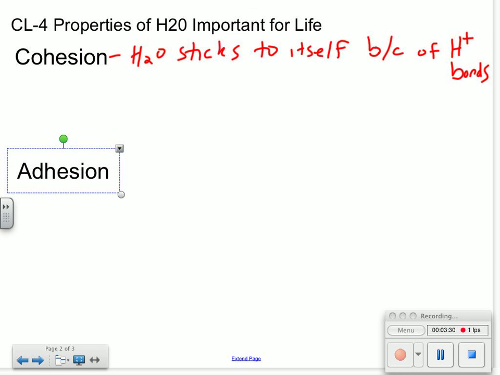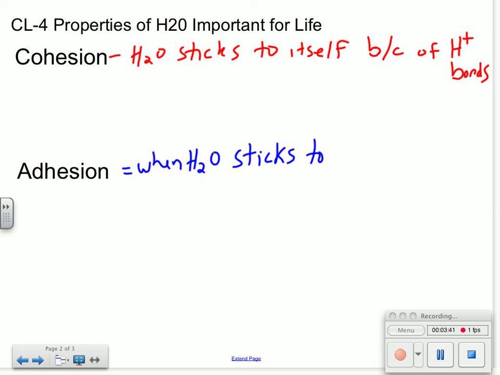Adhesion is when water sticks to other things. Like plants, water can travel up a plant because it is sticking to the sides of the plant vessels. It also pulls up water behind it because of the cohesion, because the water is sticking to itself. So cohesion and adhesion, two other properties of water.